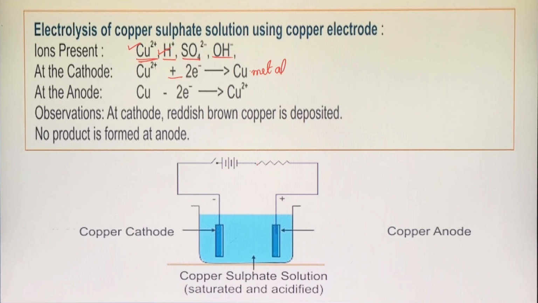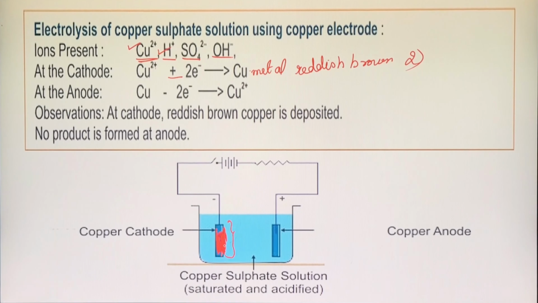So what will start happening at my cathode, children? Slowly at my cathode, you will find that copper metal is slowly getting deposited. So in short, I will get a reddish brown deposit. Clear? Reddish brown metal is deposited. What's the second observation you will see? You will also find that the mass, can you see here, children? The size of the cathode is slowly increasing.